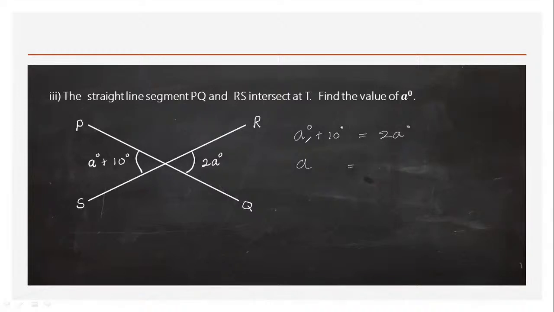It is easy. I will move this A to the other side. 10 equals 2A minus A. Here this is addition; when we move it to the other side, it becomes subtraction, minus A. A equals 10. A equals 10 here. Next one.